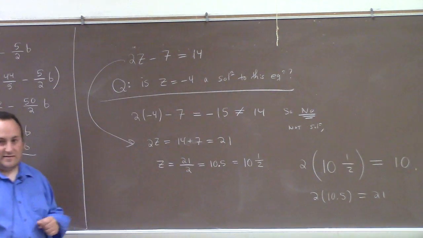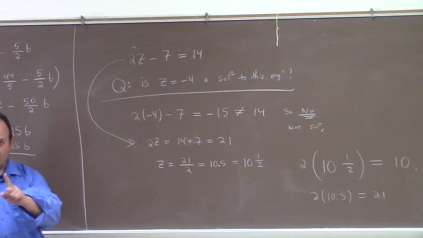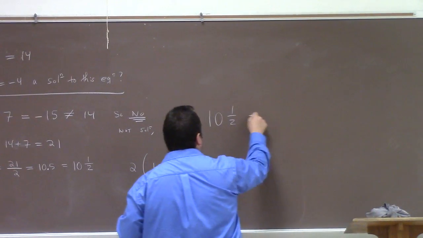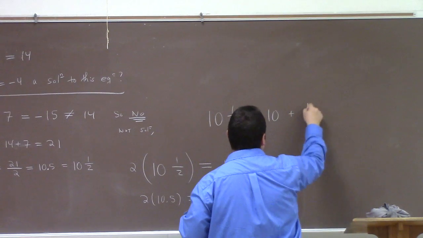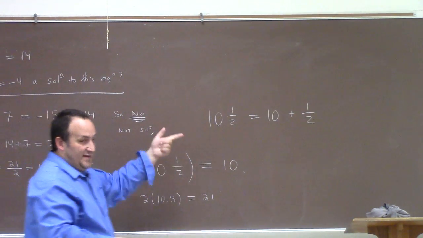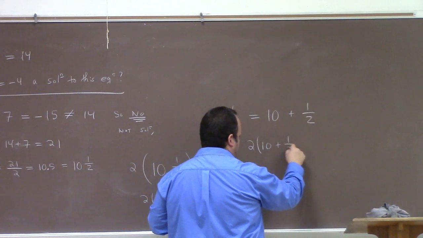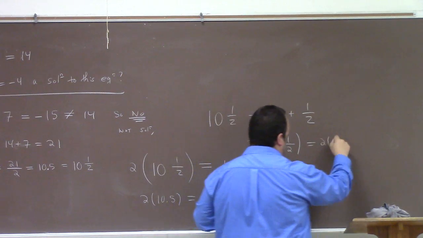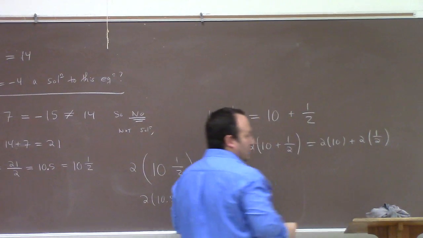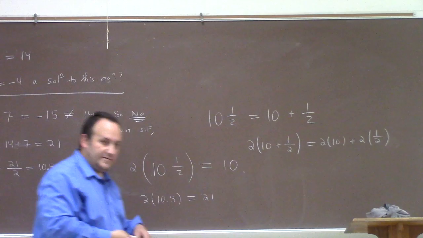The mixed number presentation is misleading at best because it's missing something. 10 and 1/2 is a poor notation for 10 plus 1/2. That's actually what that means. So if we have 10 plus 1/2 and we multiply by 2, then we're going to be okay. Because we're going to get 2 times 10 plus 2 times 1/2, which is 20 plus 1, which is 21, which is what I said with the decimal form.